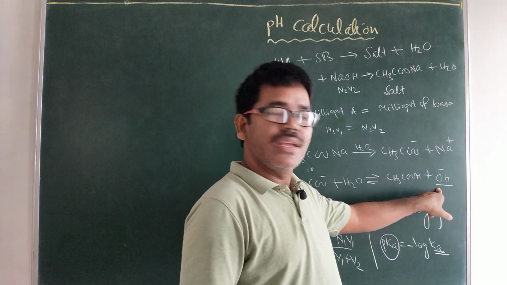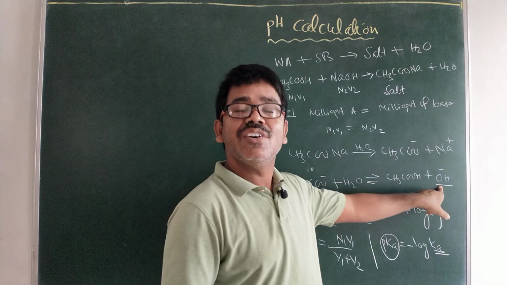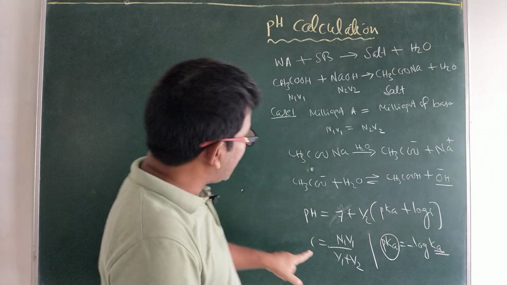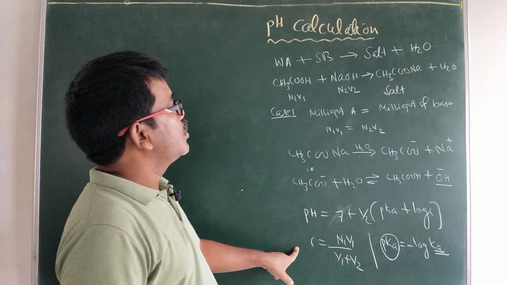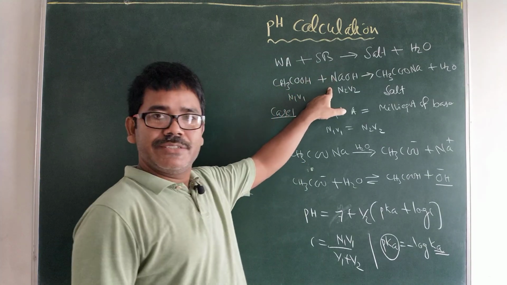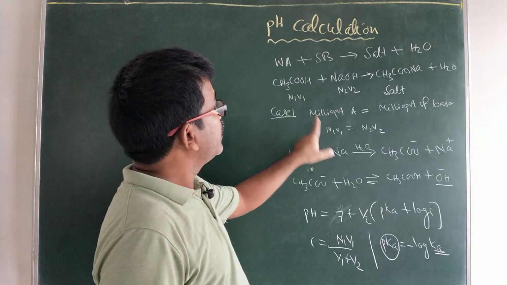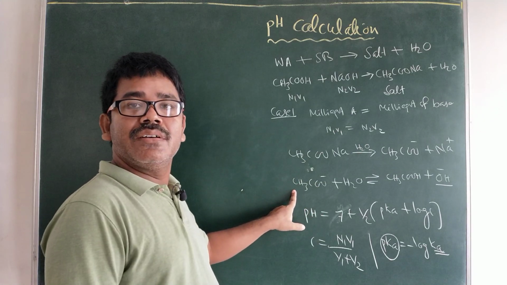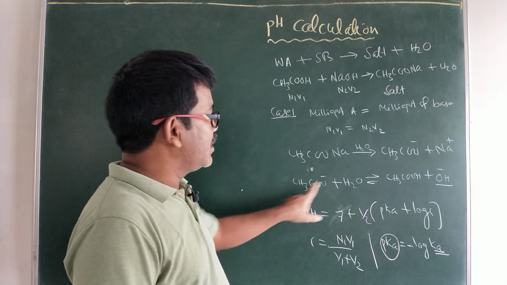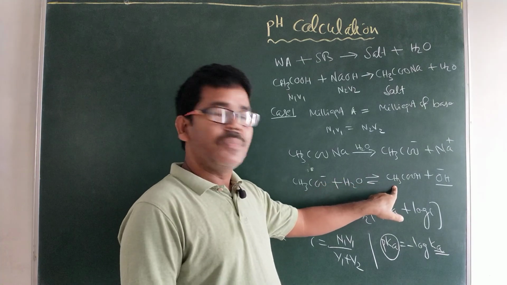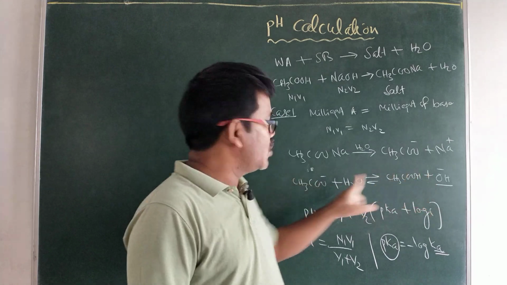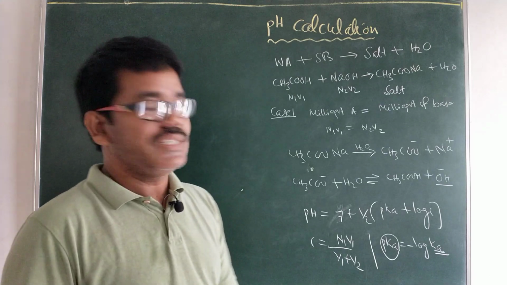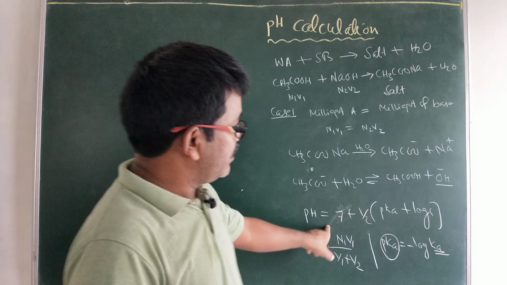The solution is basic. Anionic hydrolysis produces anions, and anions mean OH minus, so the solution will be basic. This is how we can calculate the pH for a mixture of weak acid and strong base when the milli equivalents of acid and base are the same, and that case is called anionic salt hydrolysis. The salt undergoes reaction with the water, produces a new compound, acetic acid, and produces OH minus. The resulting solution is basic, pH is more than 7.